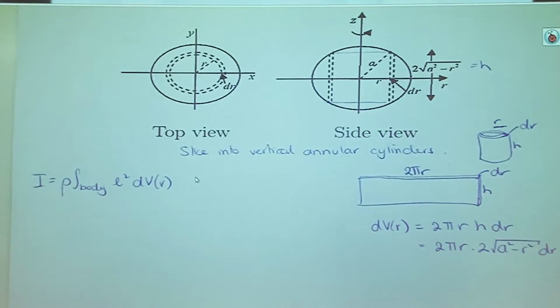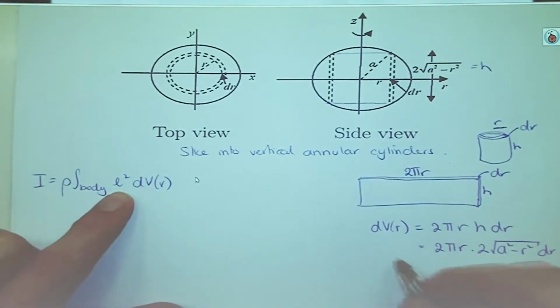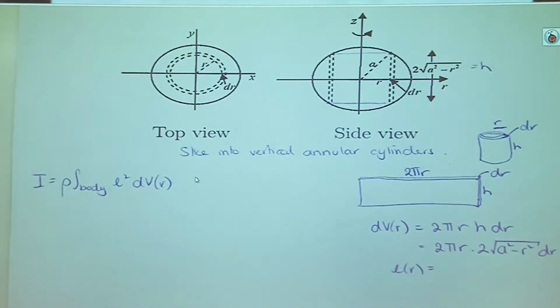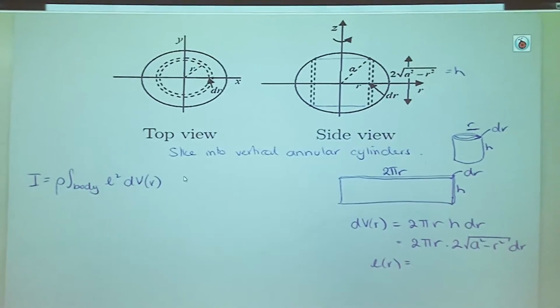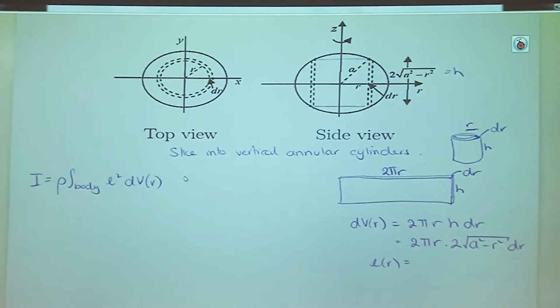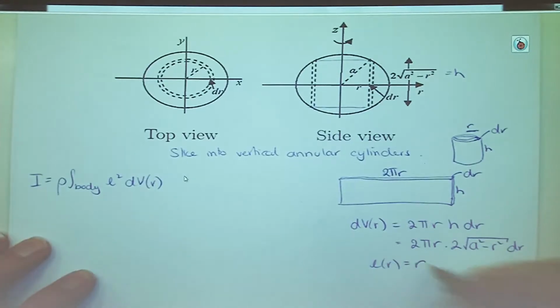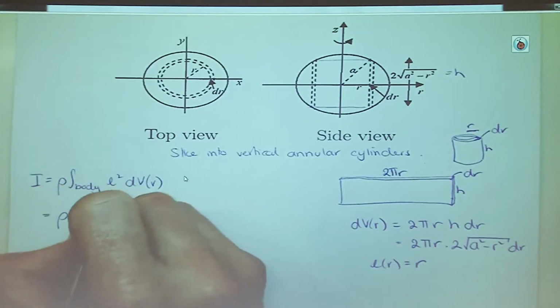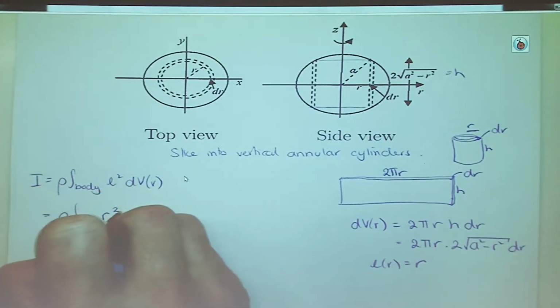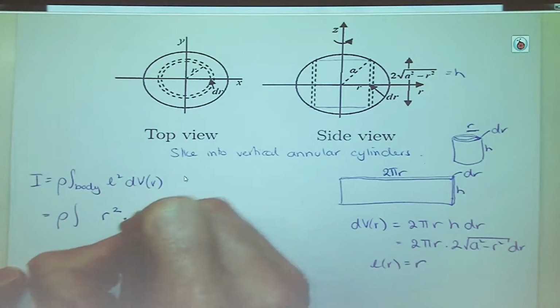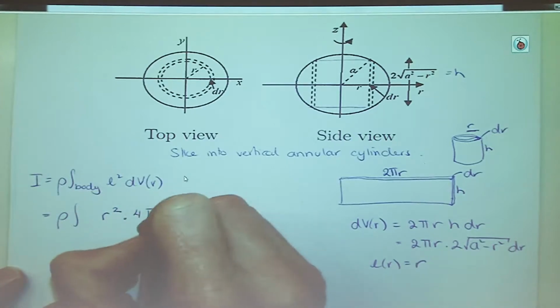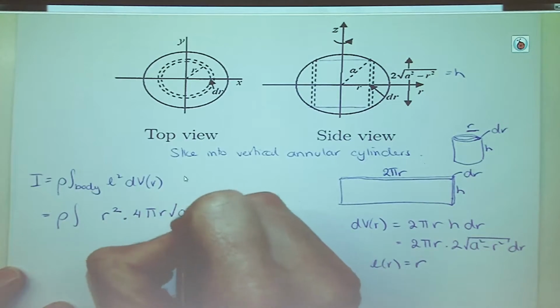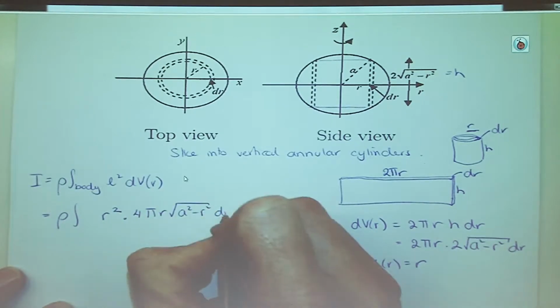And what else do we need? We need L. If you have a slice like this, a little annular cylinder, how far away are all those points from the axis of rotation? r, beautiful. They're going to be r away. Rho r. Now don't forget to square it, right? Because it's L squared times 4 pi r square root a squared take r squared dr.